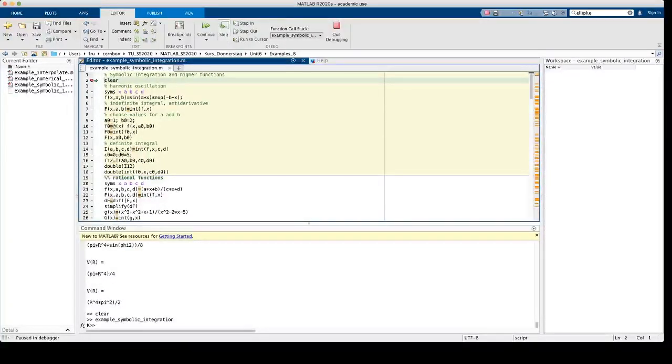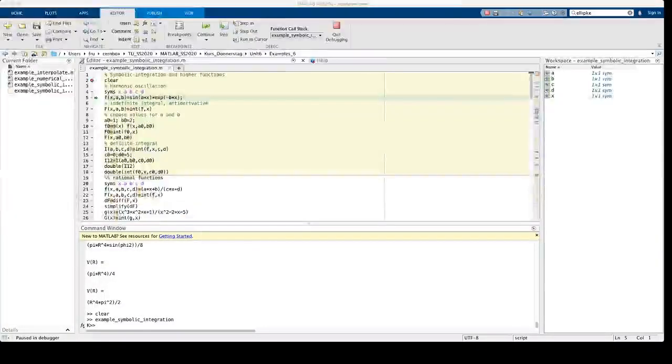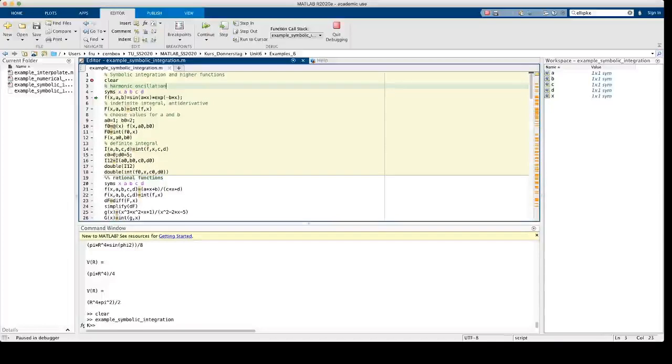In the first section, I consider a simple example, a harmonic oscillation. We start by defining a symbolic variable x and 4 symbolic parameters a, b, c, d. The symbolic function f depends on the variable x and 2 parameters a and b, and it has the form sine of a times x times exp of minus b times x. We see now in the workspace on the right hand side that f is a symbolic function.